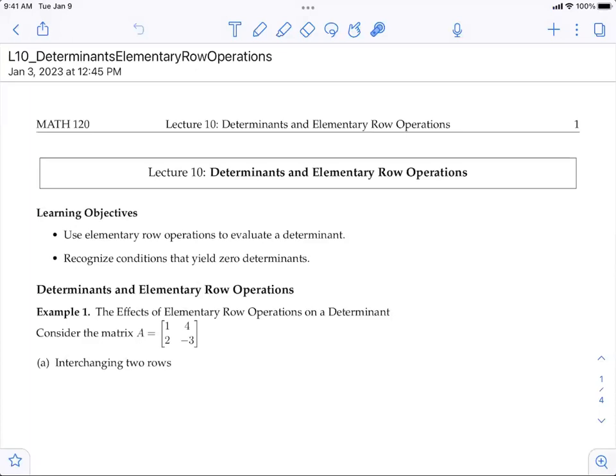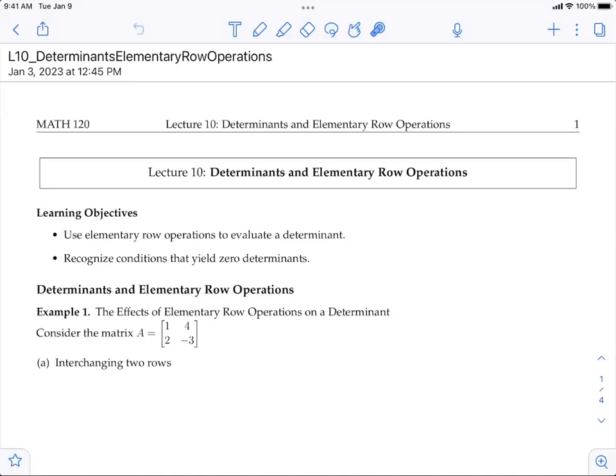Again, there are three basic elementary row operations that you can perform on a matrix. The first one is to interchange two rows, and the second one is to multiply a row by a non-zero constant. The third operation is to add a multiple of one row to another row, right?